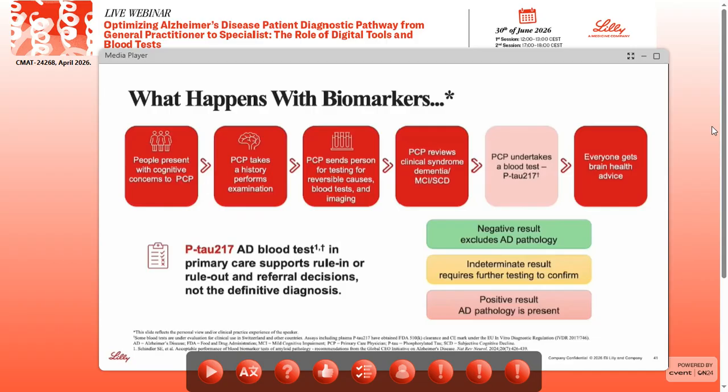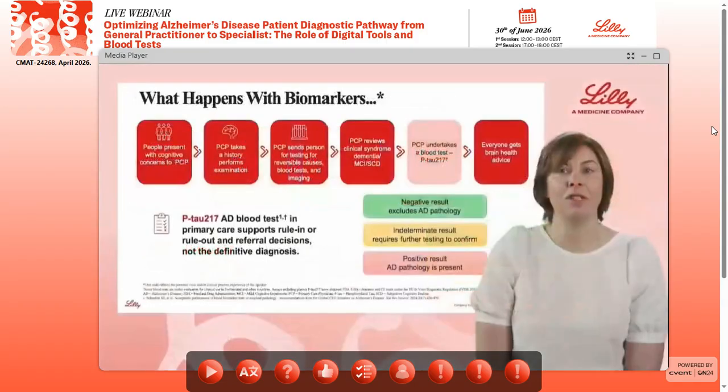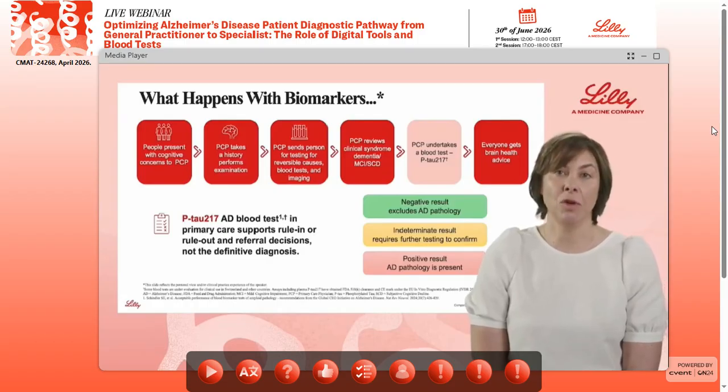Once we have the blood test result, particularly if it's the p-tau217, there are 3 cutoffs. So there's a positive result that tells us that AD pathology is present. There's a negative result that tells us that AD pathology is absent. And then there's an intermediate result. And it's this intermediate result that requires absolute further testing so that we can confirm whether or not this is a true positive or a true negative.